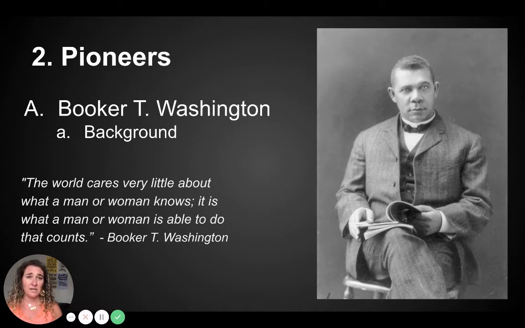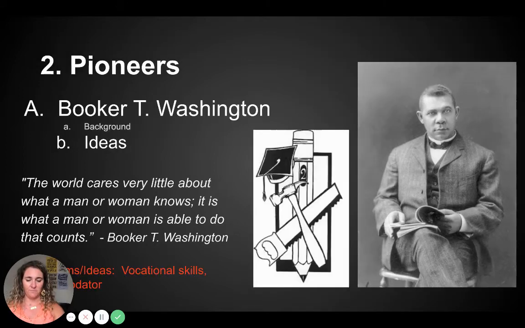And so it's important to understand that that's his background, that he was born into slavery. Now, his ideas around education were pretty specific here. He believed that we, as a culture, as a society, need to teach African Americans vocational skills or job skills, right? He argued that as African Americans contribute positively to society, whites would gradually come to recognize their contributions.